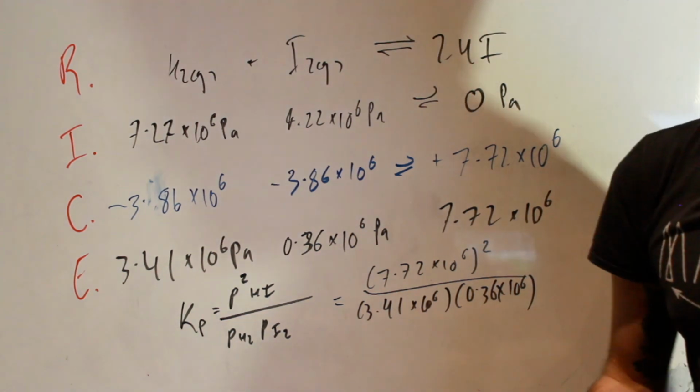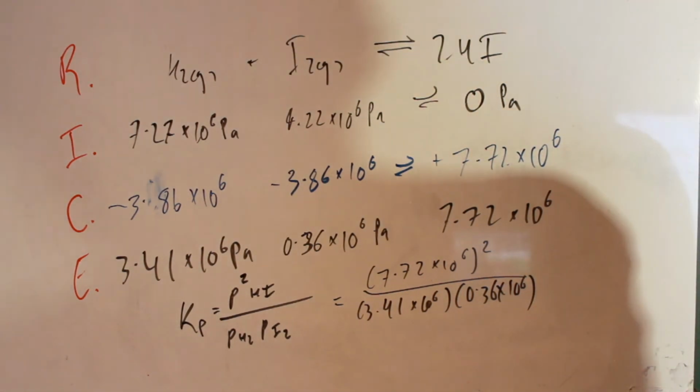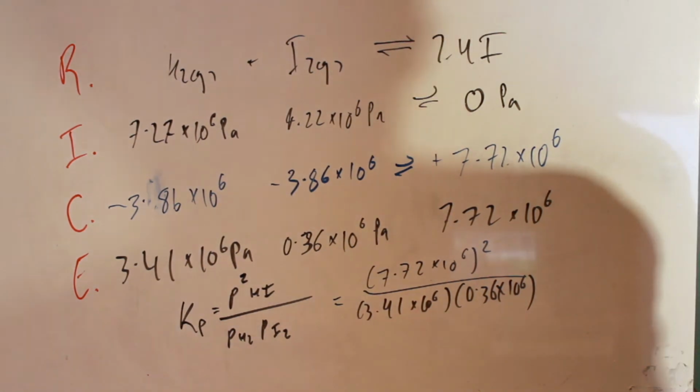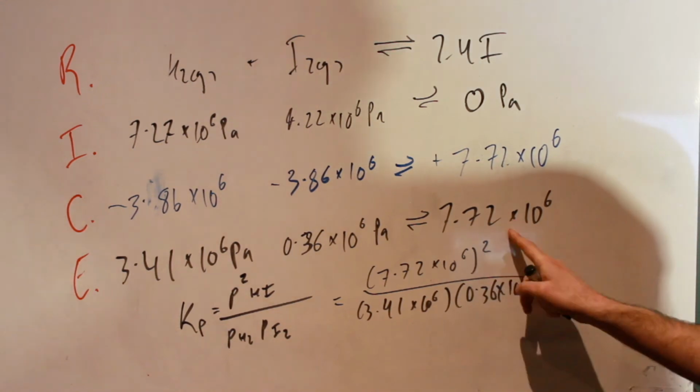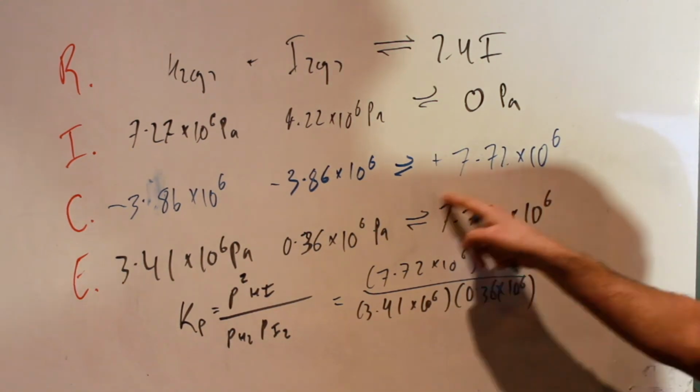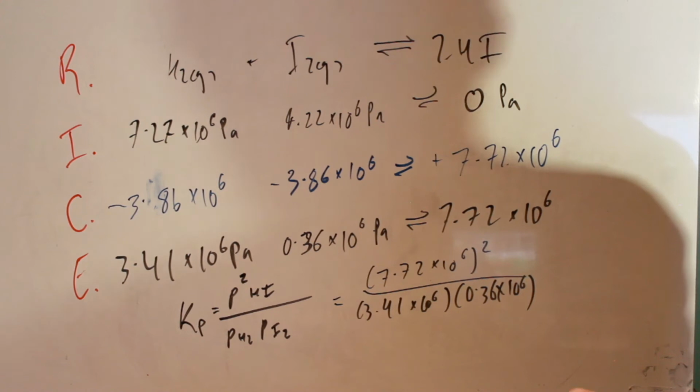And we should end up with a value. Well, why don't we predict what the value is going to be? Which side is there more pressure on, the products or the reactants? We have a higher pressure over on the product side. So we're going to expect a Kp to be greater than 1.